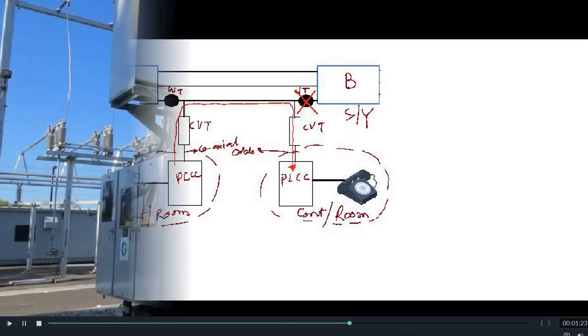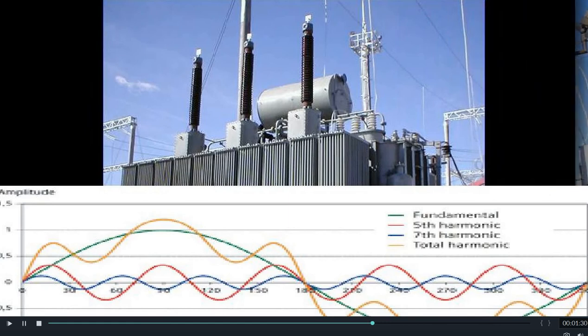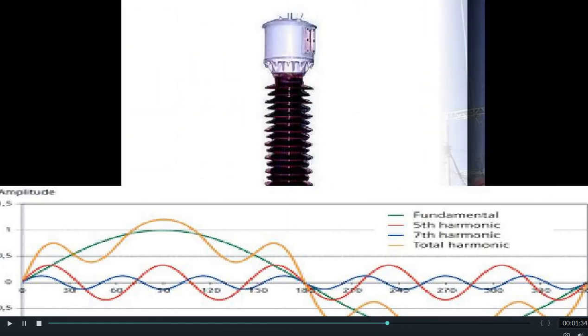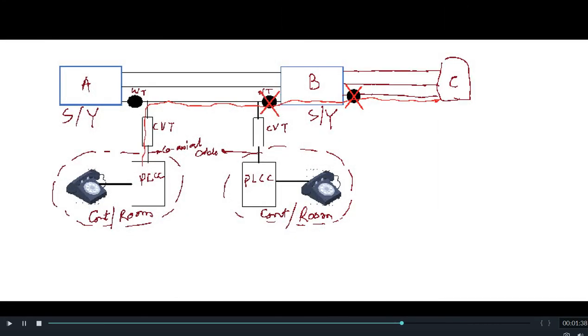So the substation equipment which has a grounding system, like transformer, reactor, potential transformer, will face the problem of harmonics, as the high frequency communication signal will act as harmonics for this kind of equipment.